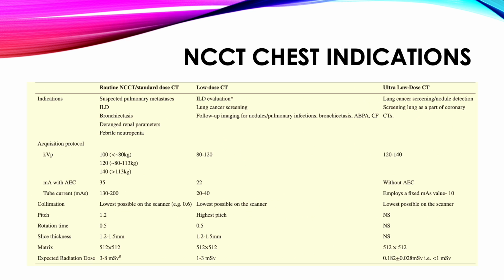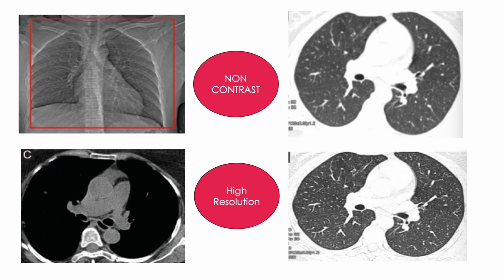In certain cases where you need to repeat CTs frequently, such as in ILD evaluations, for low-dose lung cancer screening, or for following up a patient, you can do a low-dose CT scan, which uses less exposure, fewer millisieverts of exposure. Ultra low dose CT is another modality where you can give even lower exposure. Acquisition is less, so the safety is much better. This can be done again as part of lung cancer screening in selected populations.